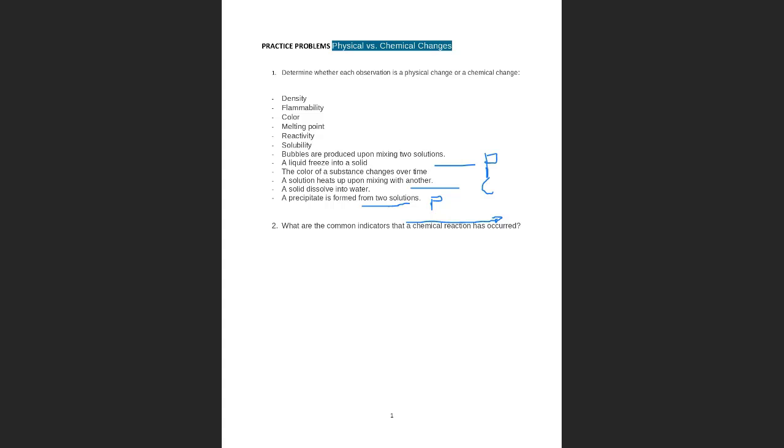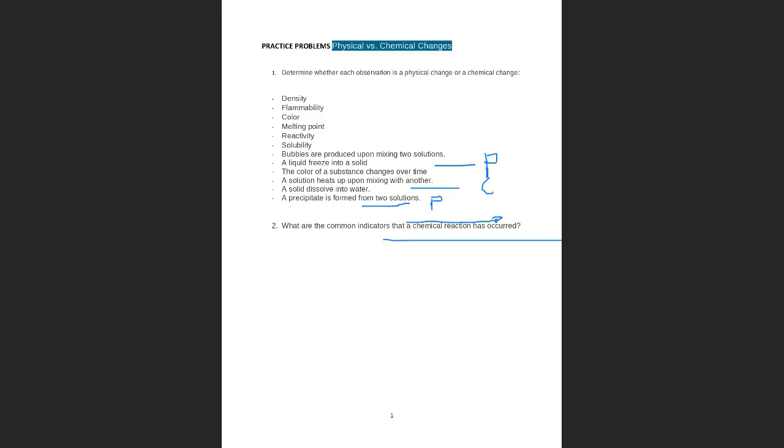How about reactivity? In order to measure reactivity, we have to make a chemical reaction. Otherwise, we don't know. We cannot measure reactivity without producing a chemical reaction. So that will be a chemical property.